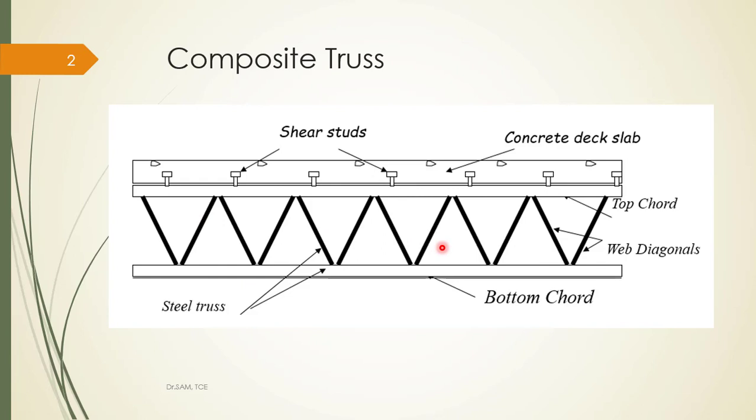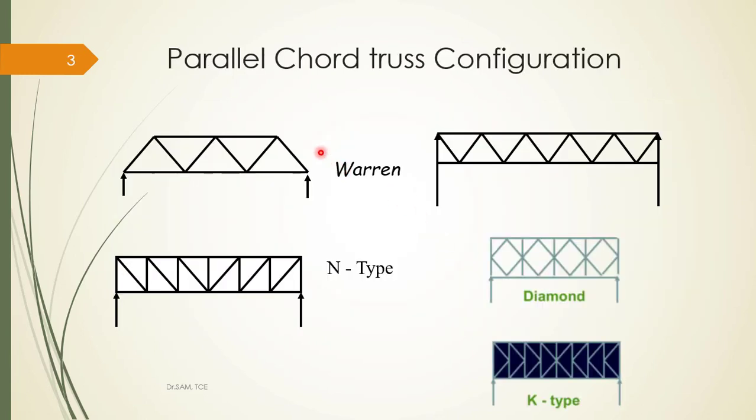So we'll see the truss configuration. To go for any composite trusses, you must go for a parallel chord truss. The parallel chord truss may be in the form of Warren or N type or diamond type or K type. Among these, the Warren truss is found to be more common because the angle is approximately 30 degrees to 45 degrees, where the number of connections gets reduced. So that will be the main advantage of choosing Warren truss for composite trusses or parallel chord trusses.